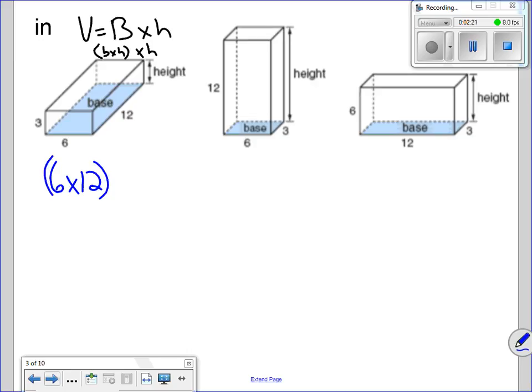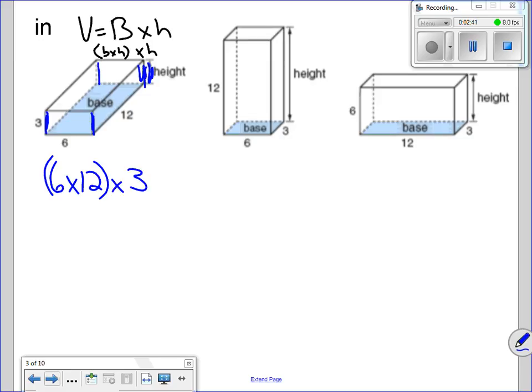That's the base, so the bottom of the shape. Most of the time, the base is the bottom. If you can't see the bottom, more times than not, the top of the shape is going to be the same as the bottom, okay? How tall is it? Our height? Well, this is 3, this is 3, this is 3. So we're going to be multiplying this by 3.